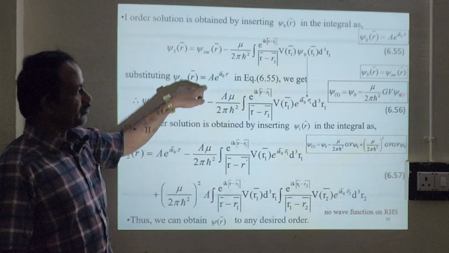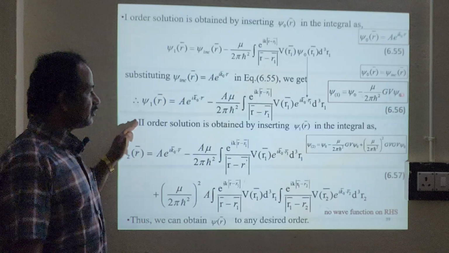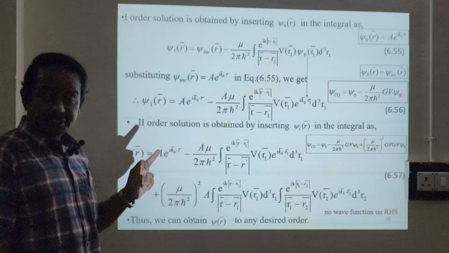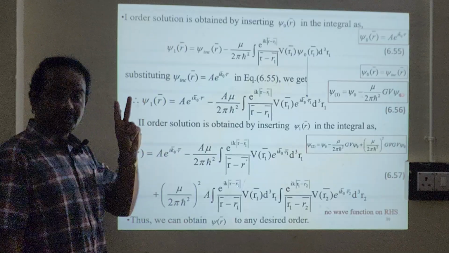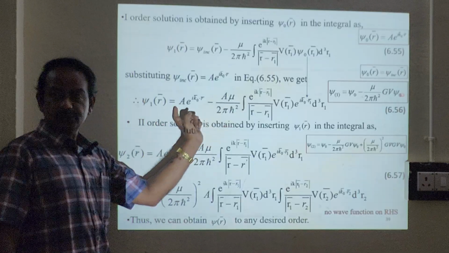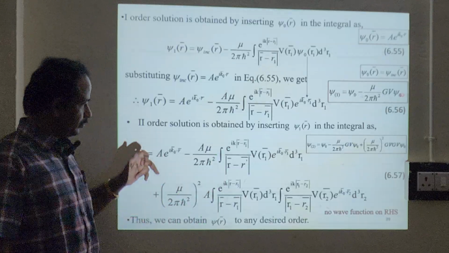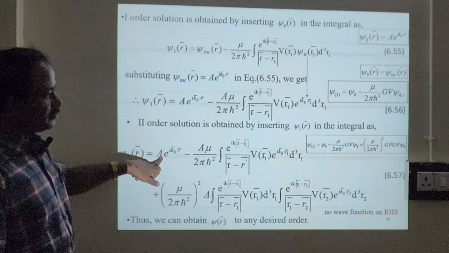Is it okay? Now the second order solution, inserting now psi 1 of R. For the second order we will have 3 terms. For the first order we will have 2 terms. See, we have written 2 terms. For the second order we will have 3 terms: 1, 2, 3. So you have psi incident.